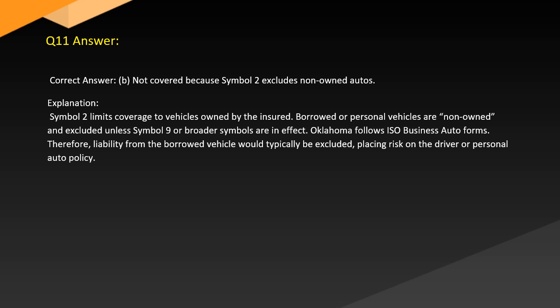Answer. Correct answer, B. Not covered because Symbol 2 excludes non-owned autos. Explanation. Symbol 2 limits coverage to vehicles owned by the insured. Borrowed or personal vehicles are non-owned and excluded unless Symbol 9 or broader symbols are in effect. Oklahoma follows ISO business auto forms, therefore liability from the borrowed vehicle would typically be excluded, placing risk on the driver or personal auto policy.